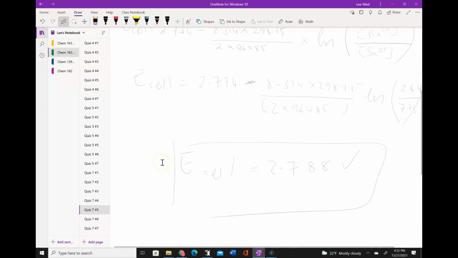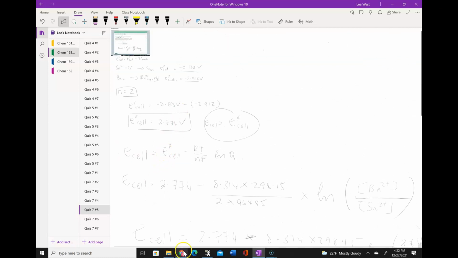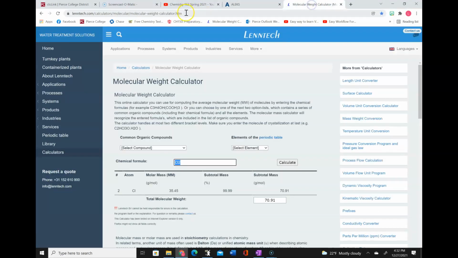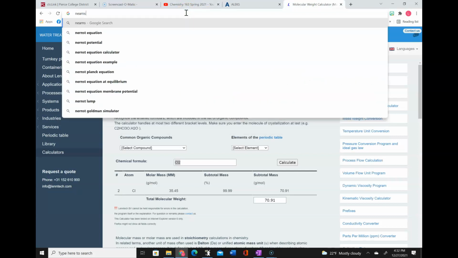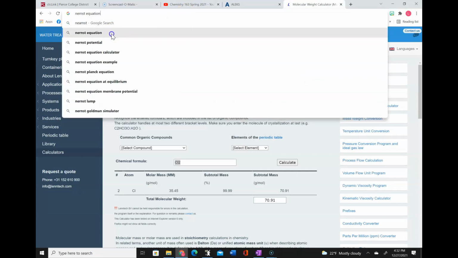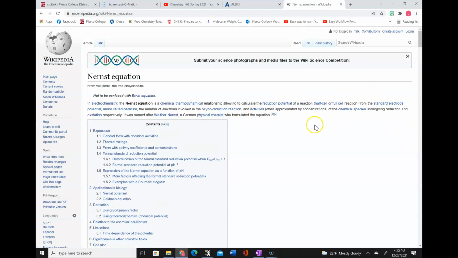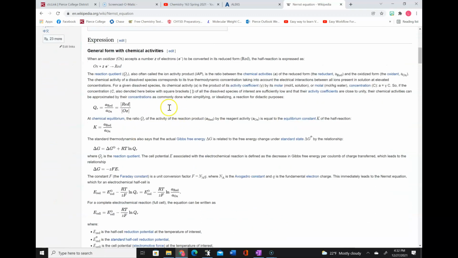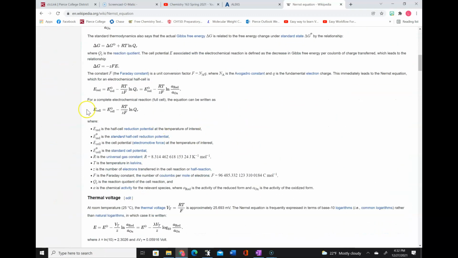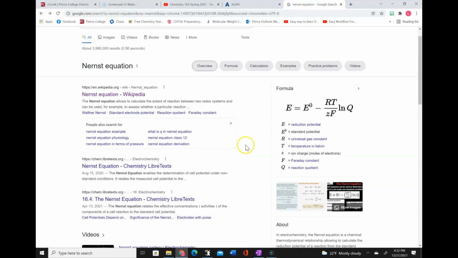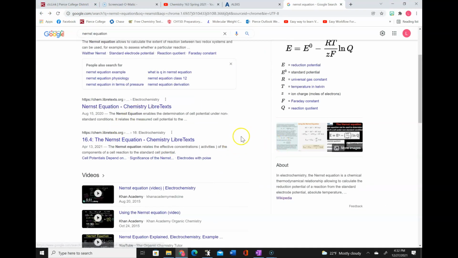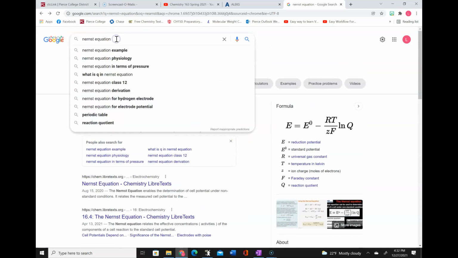All right, 2 more questions left. If you want a little more information about how to tackle those problems, you just search Nernst equation, and there's a pretty decent Wikipedia article about it. And here's the expression that we used. One of the things that I just noticed when I was searching that is that they had a Nernst equation calculator.